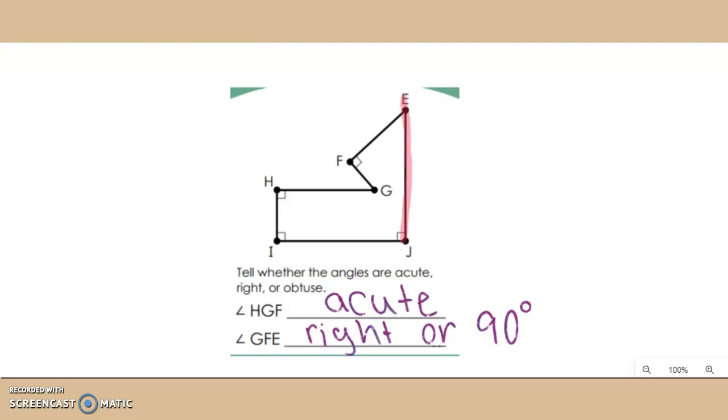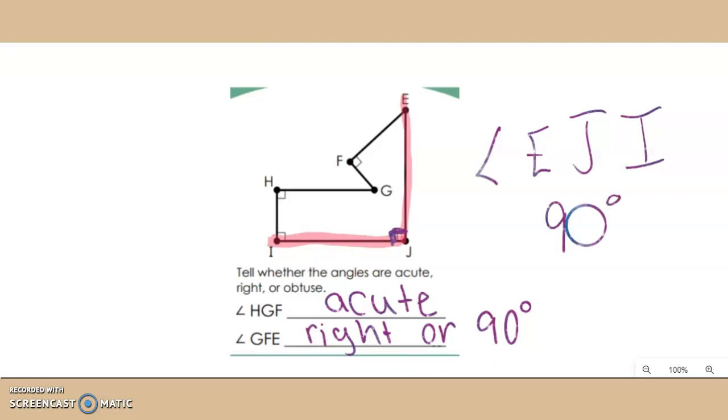Okay, looking at a different angle, we're going to start at E, go down to J, then from J to I. So we're going angle of E, J, I. It's kind of like you're going to friends' houses. I'm going to start at E's house, go to J's house, then go to I's house. And then this angle right here, that's a 90-degree angle. Okay? That's what that is.